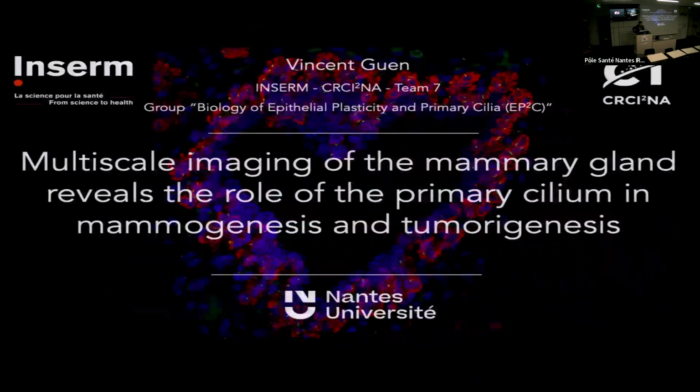All right. Okay. So I'm Vincent Guen. I'm an inter investigator in Team 7 in the Cancer Research Center, which is located in this building. And I'm pleased to participate in this fantastic meeting. So I lead a small group that is interested in the biology of epithelial plasticity and primary cilia in development and cancer. And over the last years, we developed multiscale and multidimensional imaging techniques to study the role of EMT and cilia in mammary gland development and tumor genetics. And I will discuss that with you today.